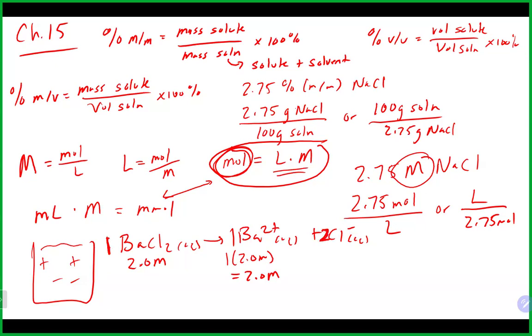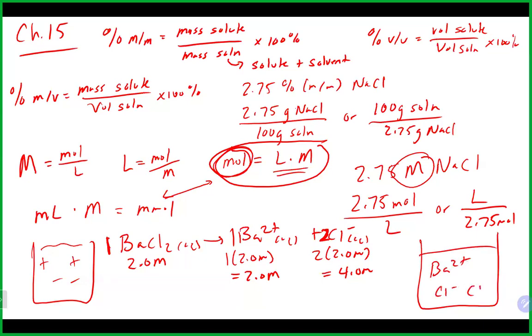So we have to take that into account, and we would take 2 times the 2 molar, which would give us 4 molar as the concentration of the chloride. Again, they're not additive, but visually, if you look at it, you've got 1 barium and 2 chlorides floating around. So it's really twice as concentrated with chloride ions as it is with barium ions, and you can see that reflected in the concentration. It's twice the concentration of the single ion floating around.